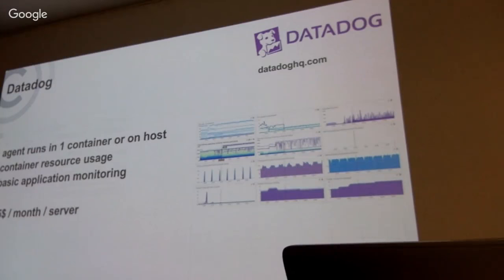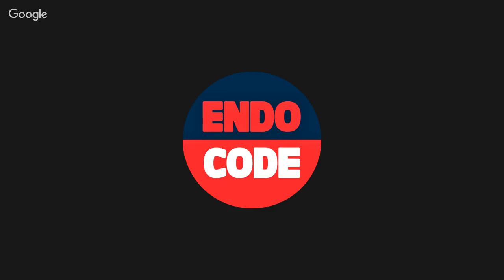Now, then there are also some commercial tools available that I quickly want to give you an overview of. One of the popular ones is Datadog. With Datadog, you use their agent. You either run it inside a container or directly on the host. And Datadog captures resource information, like the things we saw before. And it also does a little bit of basic application monitoring.